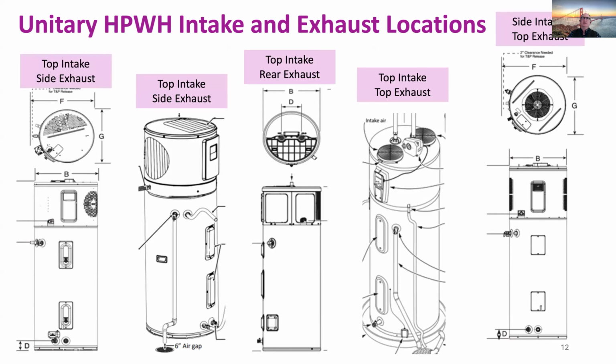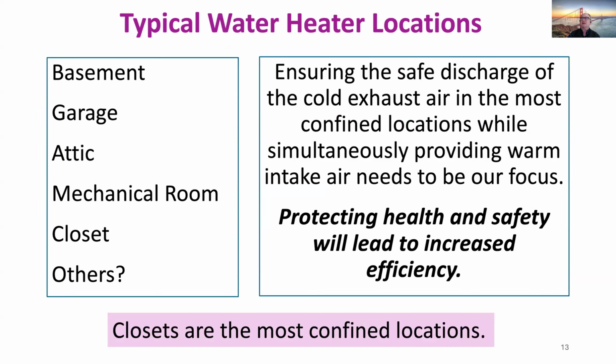Here are some examples of different unitary heat pump water heater intake and exhaust locations that are available in our market today. Top intake and side exhaust on the left, a similar but different pattern on the second one, the top intake rear exhaust in the center, top intake top exhaust on the second to the right, and then the side intake and top exhaust on the far right. Those are the configurations we have seen so far, and I think they cover the logical cases. So how can we install these logical cases into these different locations?